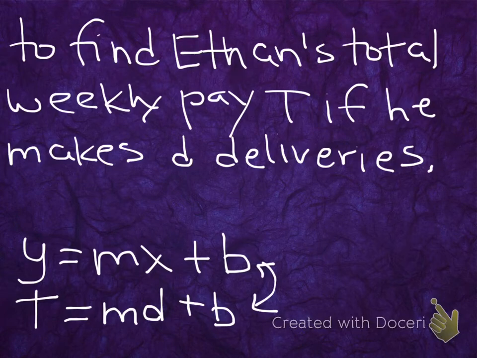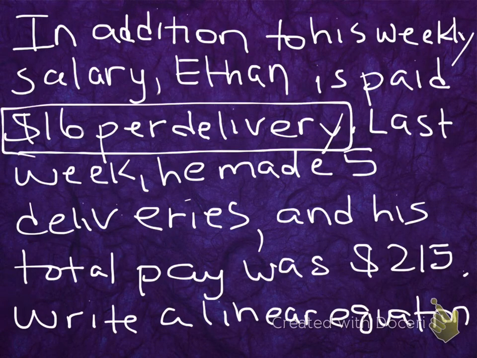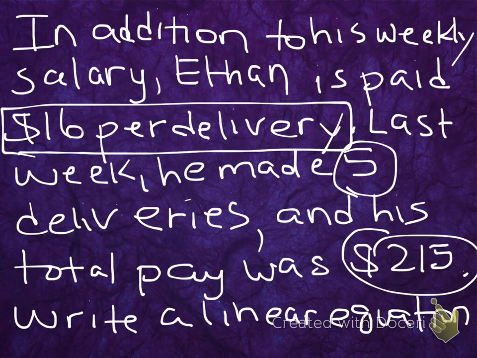So now we need to find our slope, which is the m, and the y-intercept. So if we look back at the problem, it says, in addition to his weekly salary, Ethan is paid $16 per delivery. And then it says last week he made 5 deliveries, and his total pay was $215. So even though they're not clearly telling you that this is the ordered pair, the 5 and the 215 is actually representing the ordered pair that they're giving us. And we're going to use that at some point to find b.